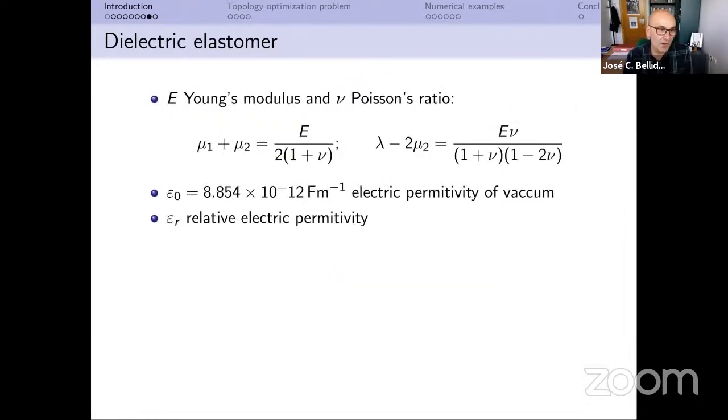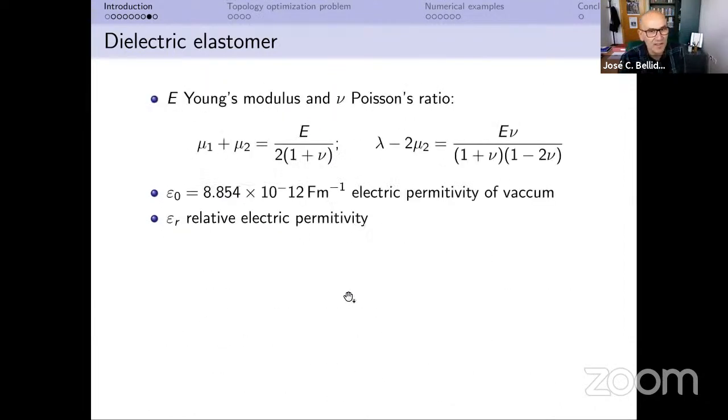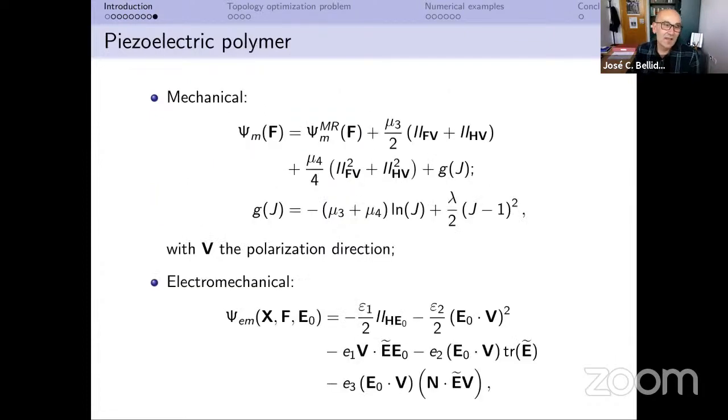All the parameters in the Mooney-Rivlin model can be related to Poisson's ratio and Young's modulus, and epsilon 0 is the electric permittivity of vacuum, and epsilon r the relative electric permittivity. The model for the piezoelectric polymer is a bit more complex. We also have a new ingredient, which is V. This is the polarization direction, and the electromechanical part has the electric contribution and the piezoelectric contribution.